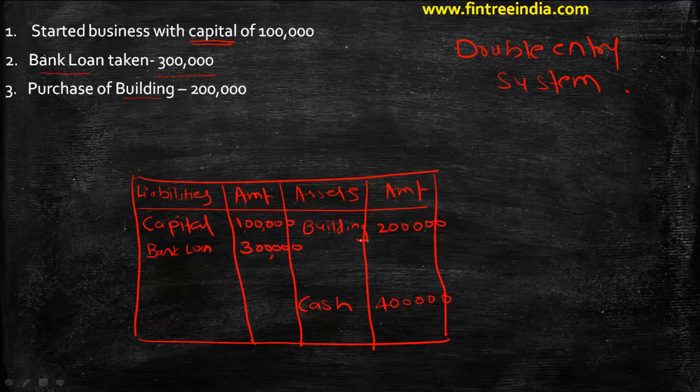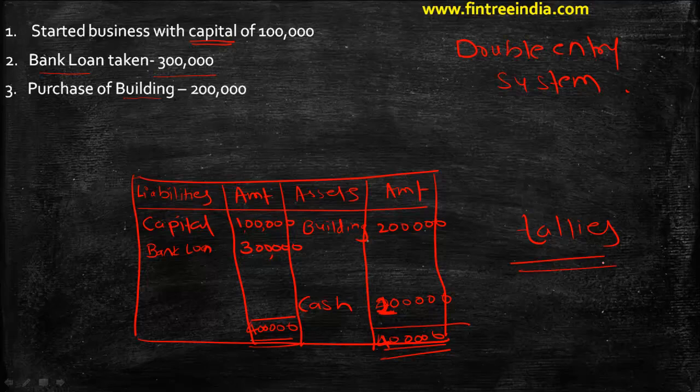But to purchase this building, we must have paid some amount in cash. That means now our cash is going to reduce. So we had $400,000. Now the cash is going to reduce and it will become $200,000, because to purchase the building we need to pay cash. So now if I take the total of my asset side and total of my liability side, the total of assets is going to be 400,000. The total of liabilities is again going to be 400,000, and the balance sheet tallies.